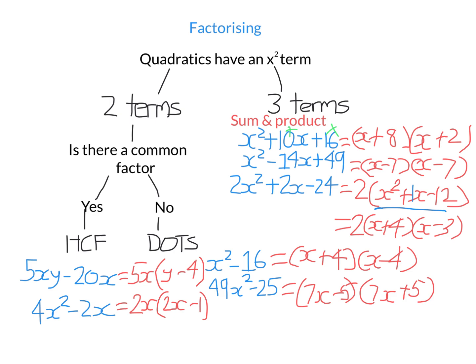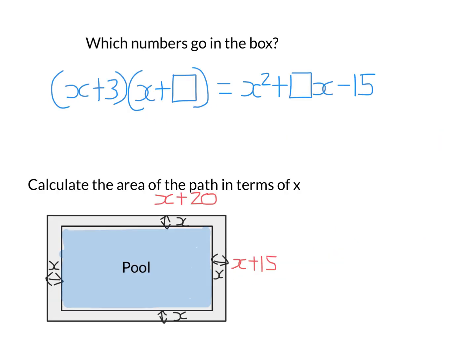All right, let's look at some worded problems now. So, firstly, we're asked to find which numbers go in the boxes here. We'll note these 2 numbers must multiply to the constant term.